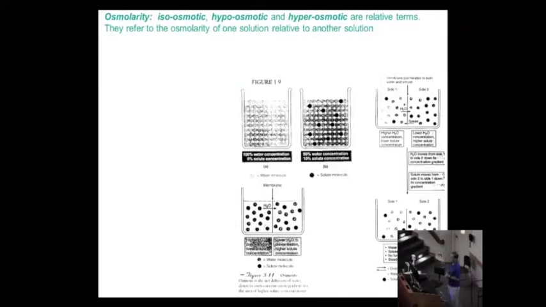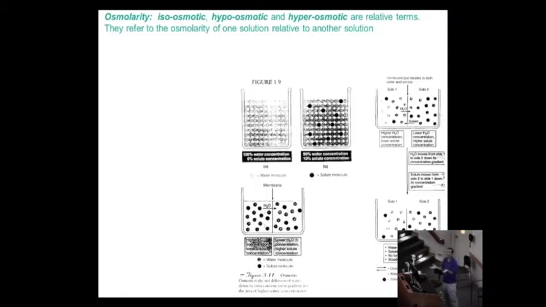We use the term osmolarity. Isoosmotic means that your osmolarity is exactly the same as a reference solution, okay? So if I have a reference solution, beaker 1, and I have beaker 2, my osmolarity is relative to beaker 1, and beaker 2 is relative to beaker 1. If it's isoosmotic, that means they have the same osmolarity, okay? If it's hypoosmotic, that means the osmolarity is less in beaker 2 than our reference beaker 1. And if it's hyperosmotic, the concentration in beaker 2 is higher, the osmolarity is higher than our reference beaker 1.